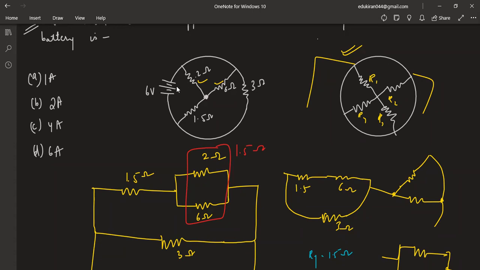Like here, 6 volt interrupted it, right? 2 ohms and 1.5 ohms, 6 ohm, 3 ohm, all were there. It was interrupted by battery. Had it been, if you remove these ends of it, then the case would have been something else. Now what is happening? If there is any interruption with the battery, then the potential starts getting divided. So that's how you have to check.